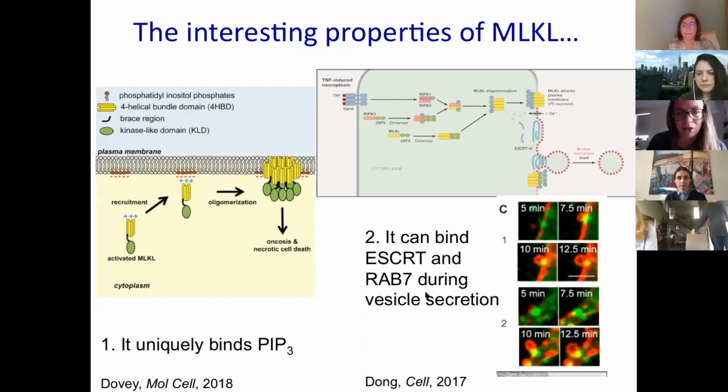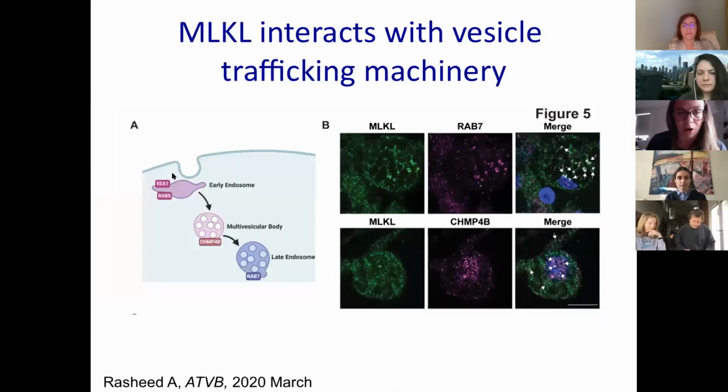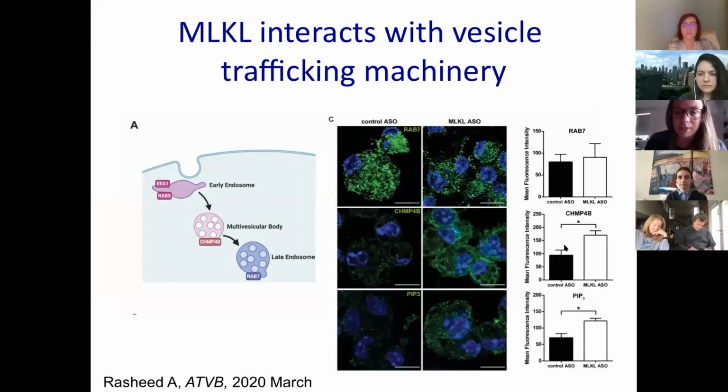So Adil then looked to find whether any of these markers of the endosome or the multivesicular bodies, or any of the other trafficking machinery, were found together with MLKL. And he did indeed find that MLKL co-localizes with markers like RAB7 and CHMP4B in the multivesicular body and the late endosome. And when you lose MLKL, you see quite an accumulation of CHMP4B. So those multivesicular bodies actually seem to be increased when you lose MLKL. PIP3, again the phosphatidylinositol phosphates in the membrane, there are more of them when you don't have MLKL.